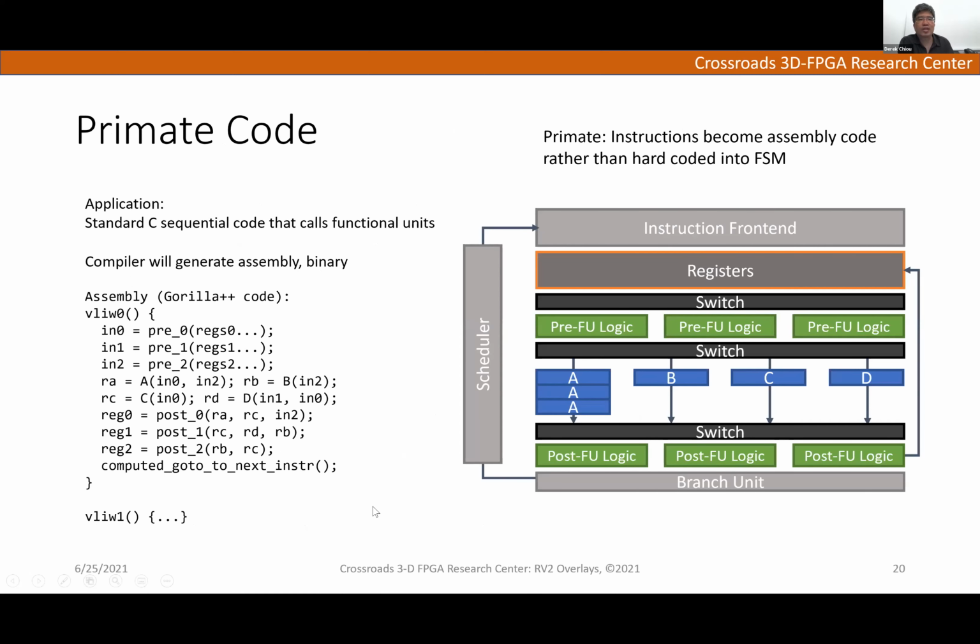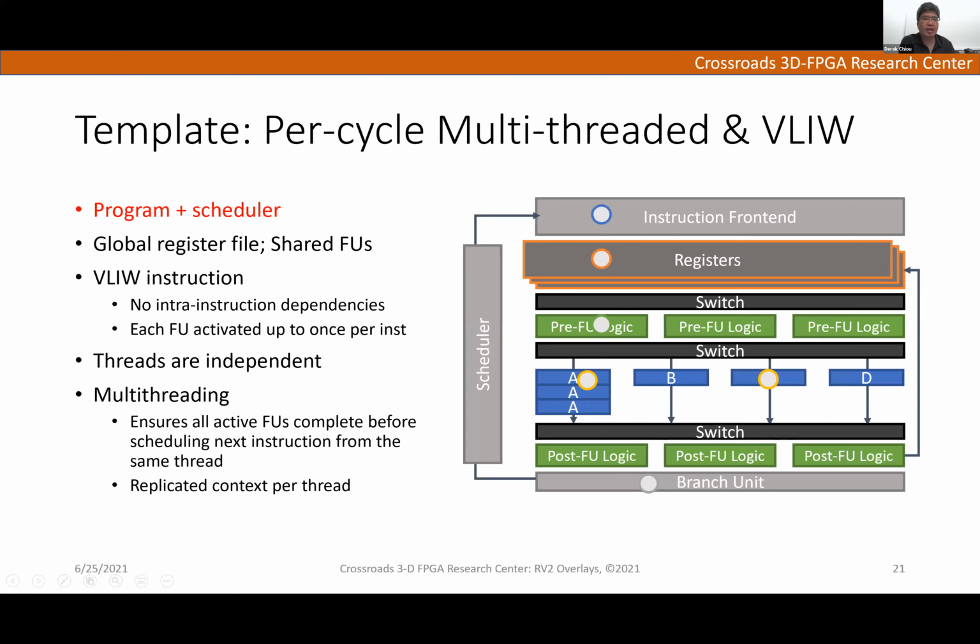So Primate code, this again is very similar to, this is the kind of assembly which we're going to view as assembly to begin with. We'll write in this to begin with, but fundamentally this is the original Gorilla++ code. It's going to be standard C sequential code that calls functional units, right? So then what winds up happening is the first template that we're going to be using, this microarchitectural template that we used back in the Gorilla++ days. We're going to have per cycle multi-threading in VLIW.